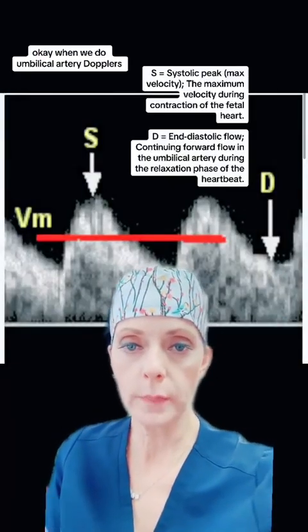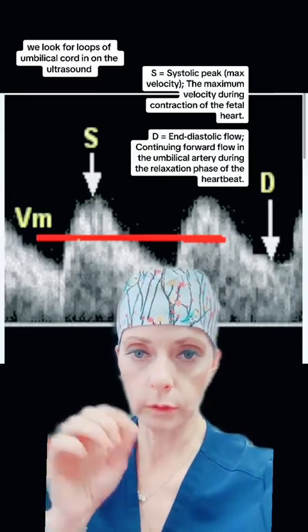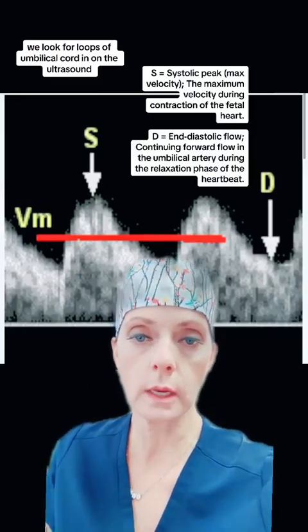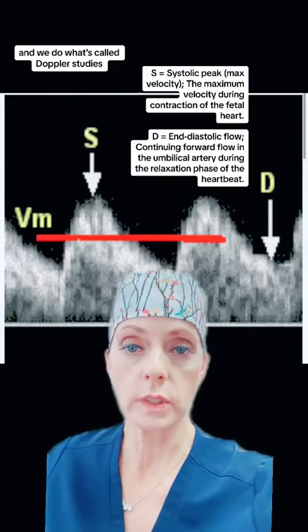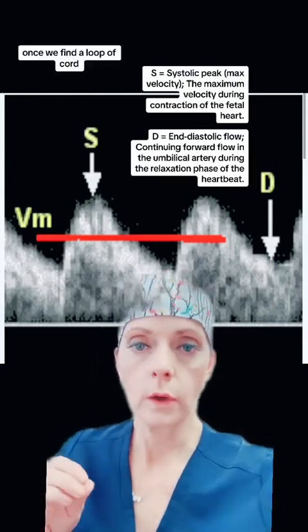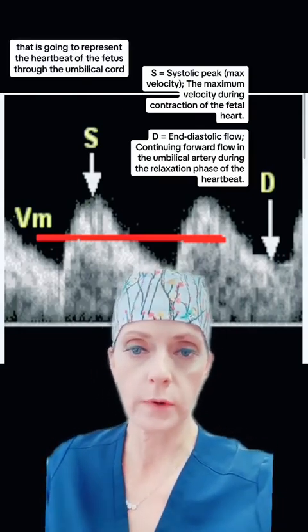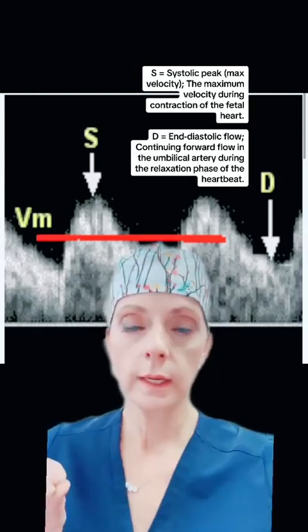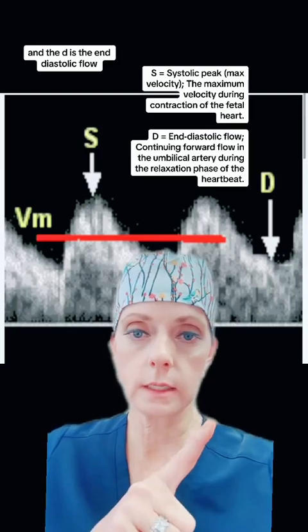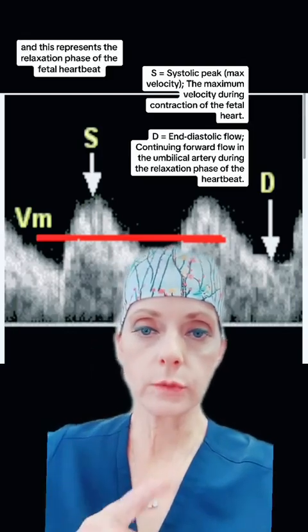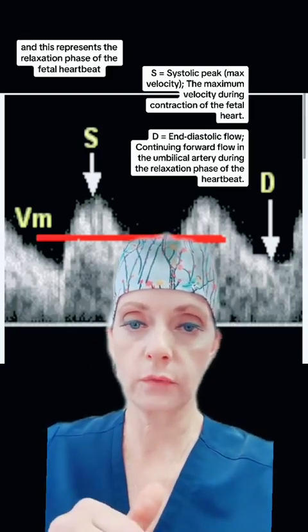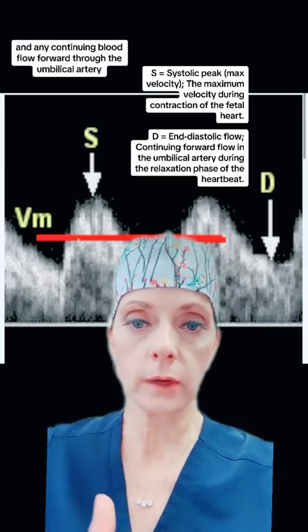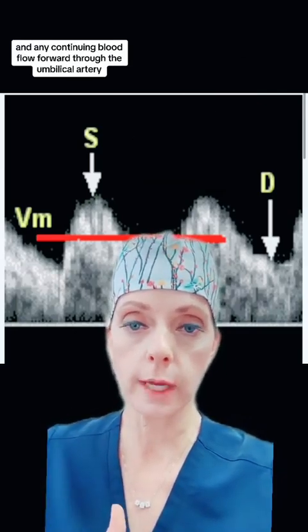Okay, when we do umbilical artery Dopplers, we look for loops of umbilical cord on the ultrasound, and we do what's called Doppler studies. Once we find a loop of cord, that is going to represent the heartbeat of the fetus through the umbilical cord. And the D is the end-diastolic flow. And this represents the relaxation phase of the fetal heartbeat and any continuing blood flow forward through the umbilical artery.